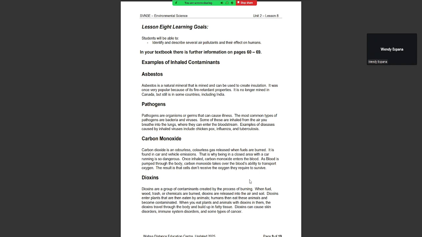So what happens is you inhale this germ, this bacteria or virus. It enters into your lungs, and then from the lungs it goes to your bloodstream. Examples are, like I just said, coronavirus and the flu. The flu can be passed by airborne. Tuberculosis was a disease years ago that was airborne, and people would cough, and that would transport the disease. Okay, so pathogens is another contaminant.